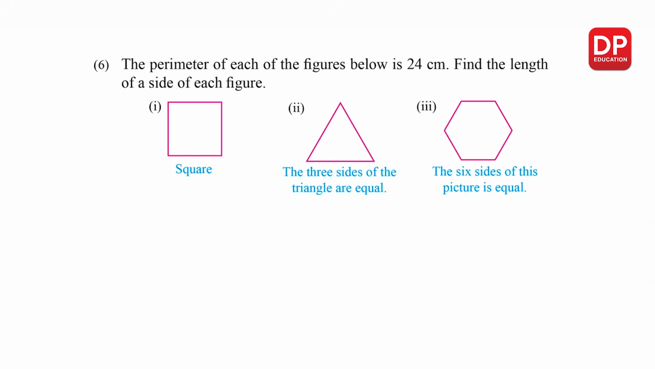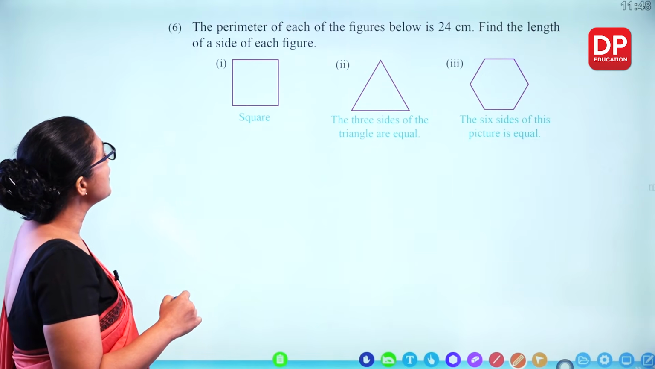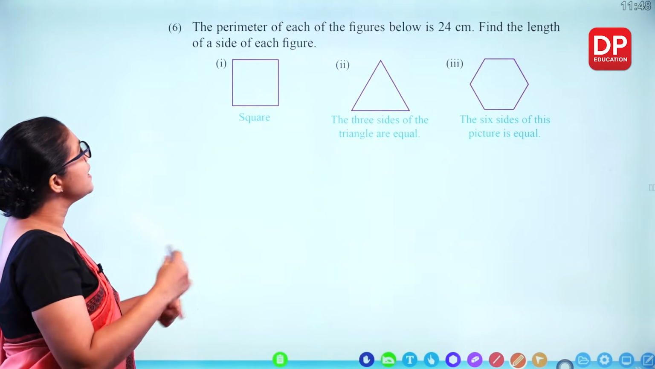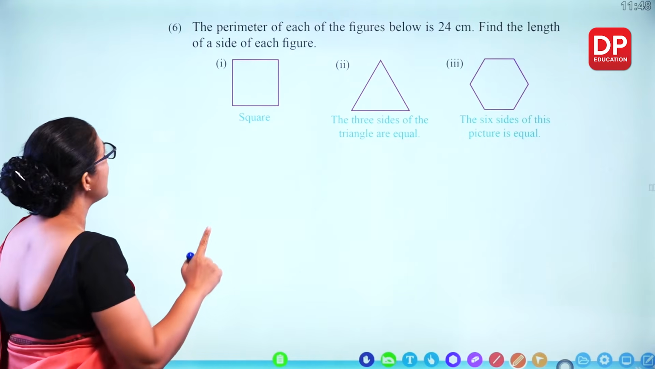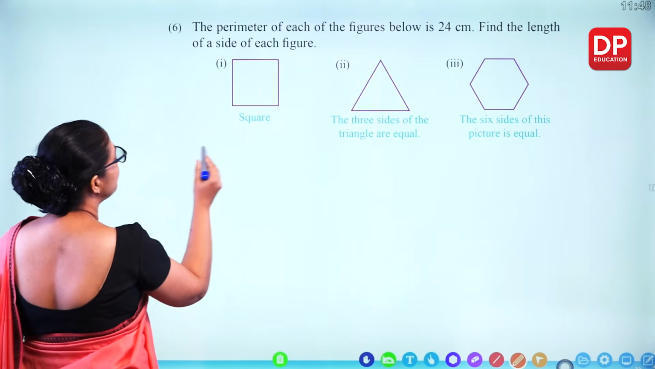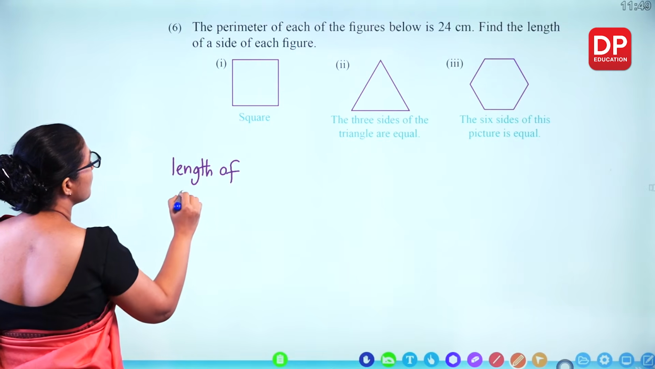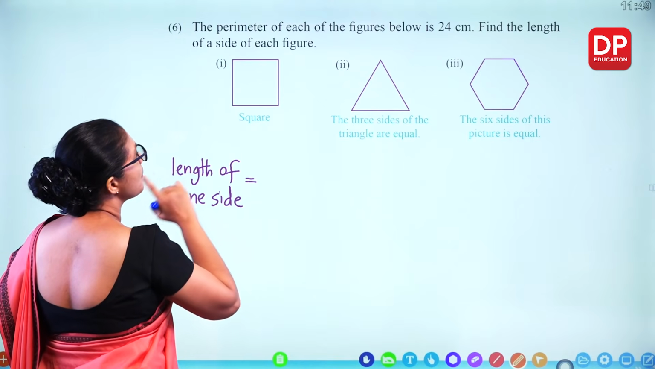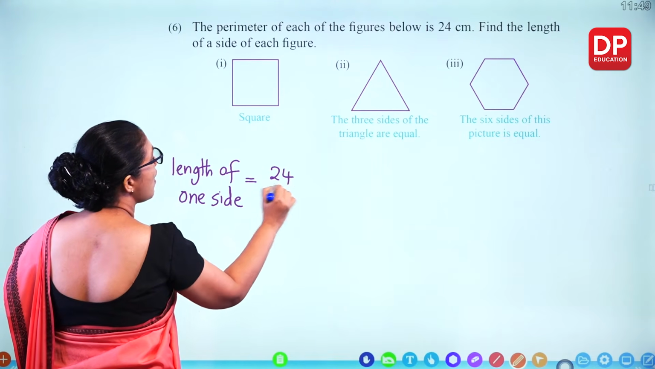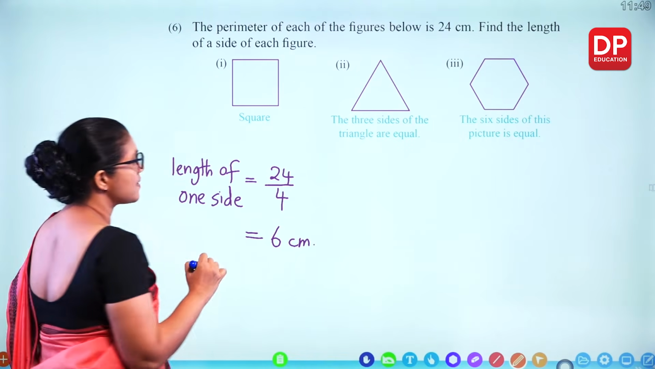The perimeter of each of the figures below is 24 centimeters. Find the length of a side of each figure. So perimeter is 24. So how do you find one side here? You divide by 4. Divide by 4. That means 6 centimeters.